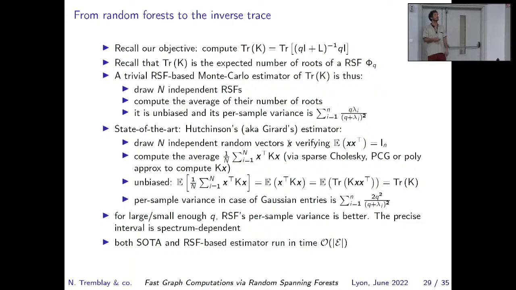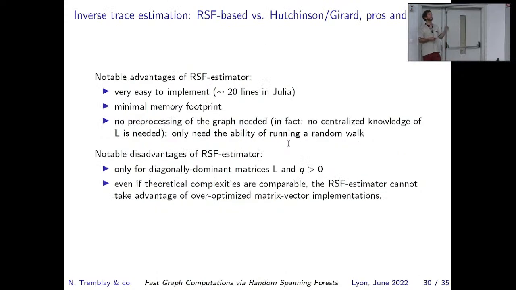I mean, it's not that interesting. What is interesting to remember is that both the state-of-the-art and RSF based are linear in time in the number of edges. And if I look at other differences, the one I like most personally is that this RSF estimator is trivial in a sense. The implementation of the algorithm takes maybe 20 lines just to do the loop erasure, the loop-erased random walks. But then counting the number of roots is trivial.